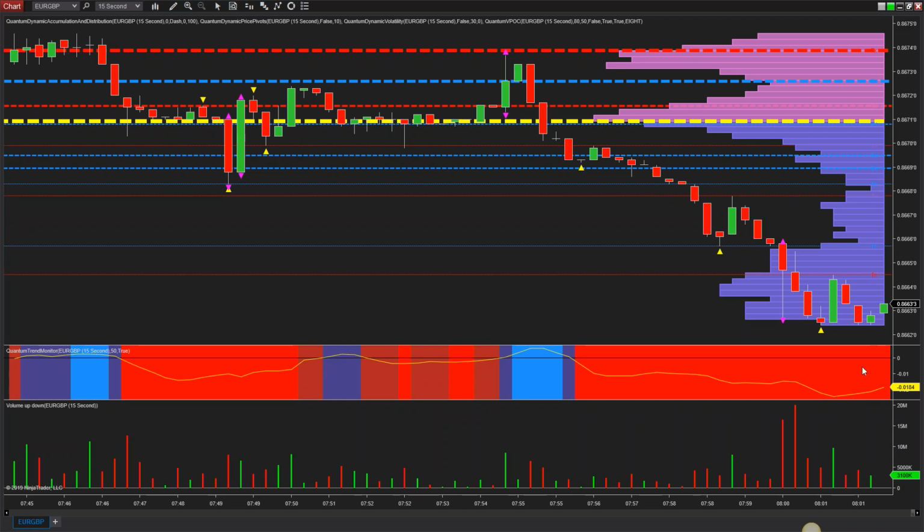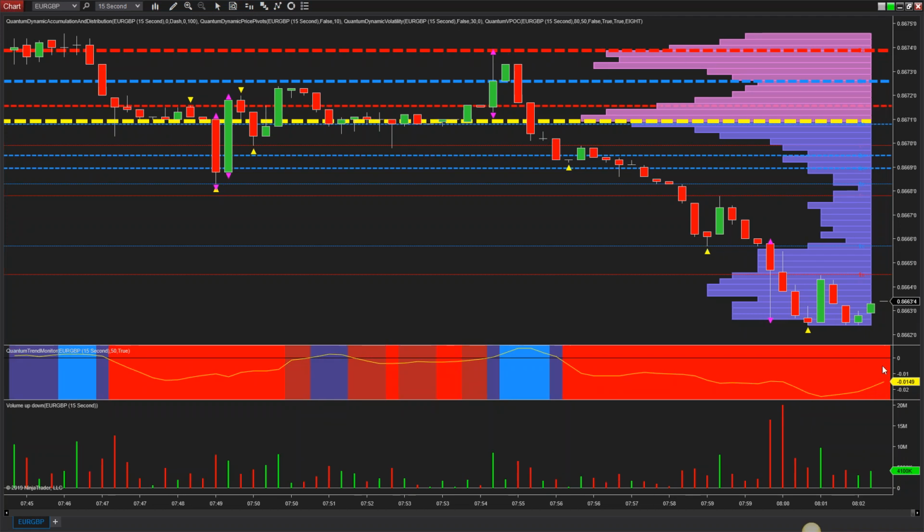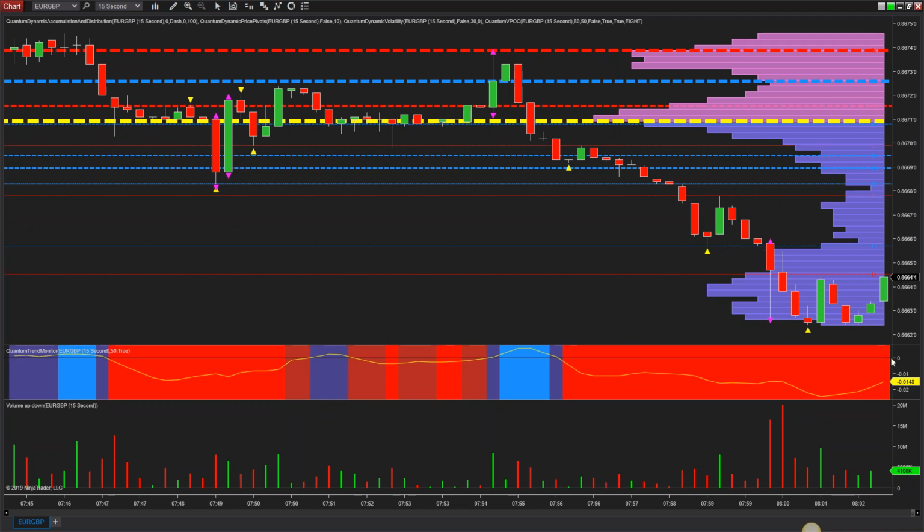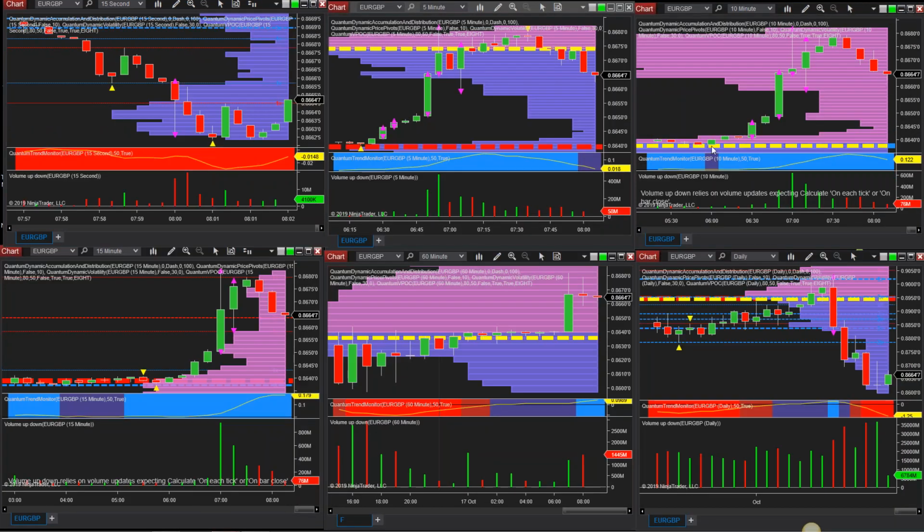But the trend monitor is remaining red for the time being. The trend line here, which comes with it, is flatlining, picking up a little bit. And what the trend line does, it just gives you an idea of how far the trend has developed away from this midpoint, this zero, if you will. So that's all on 15-second.